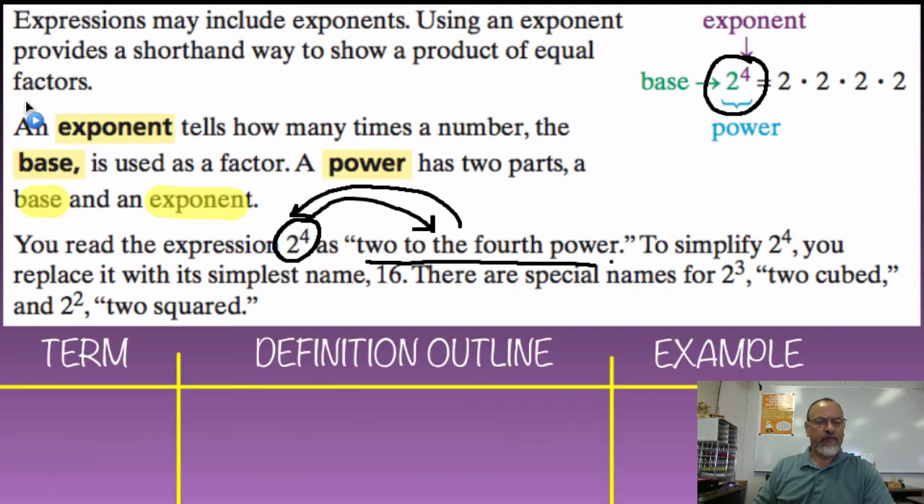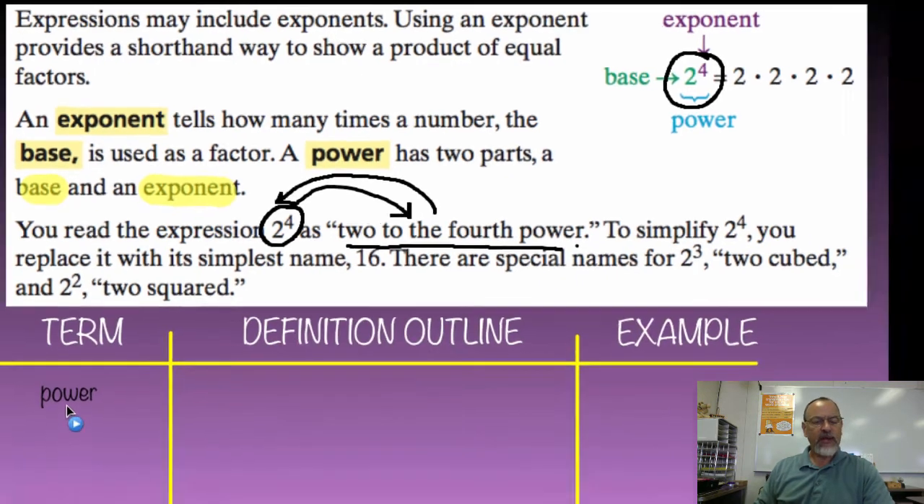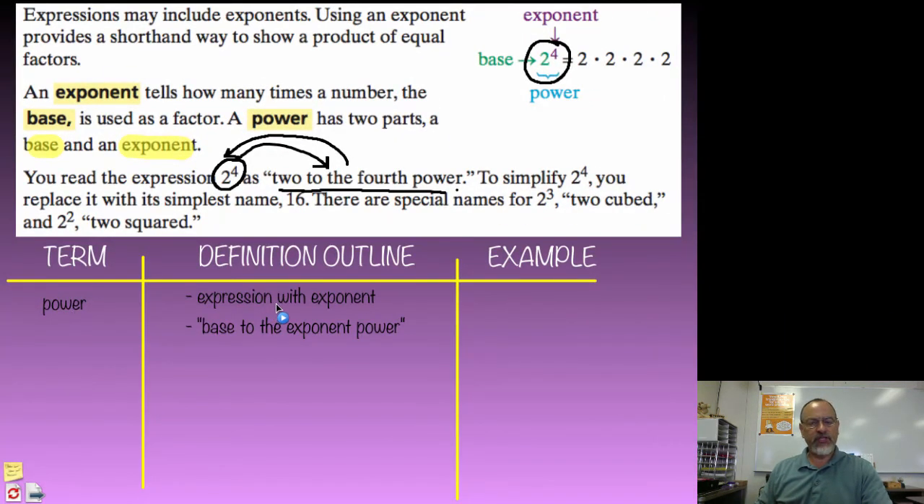Okay, so very quickly then, a power is simply an expression that has an exponent in it, and the way we translate it is we translate the base to the exponent as the power. So in this case we have the base, which is 2. Notice I replaced this word base with 2 to the, and instead the exponent, I actually put the exponent as 4th power. So 2 to the 4th power.